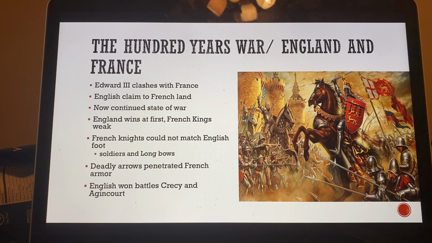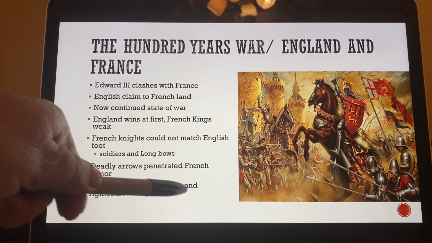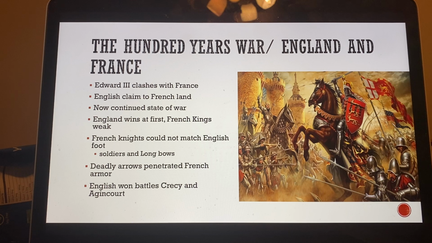And we'd have a different France, a different language and a different culture. But we have the English winning at first, winning a couple of the battles, the Battle of Crécy and the Battle of Agincourt. Two battles England won. And so the English are thinking, wow, we got France. We're going to take over France. Well, it didn't happen. Why didn't it happen? We will see.